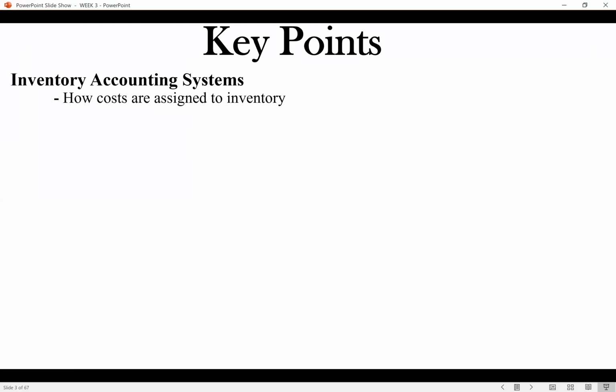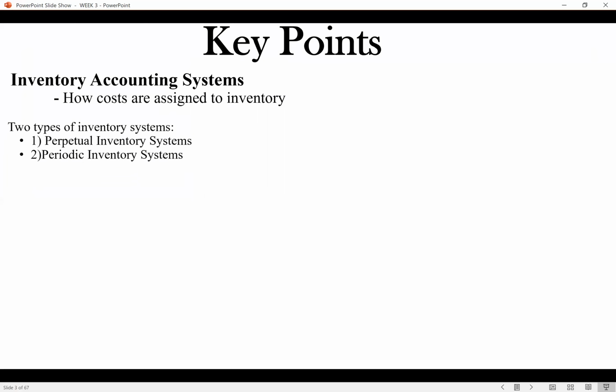By definition, my expectation is that you should know what inventory is. It is stock, right? It's what you've produced to sell in the case of a manufacturer, or what you've purchased to resell in the case of a merchandiser. So there are two types of inventory systems. The first one is the perpetual one, and the second one is the periodic.